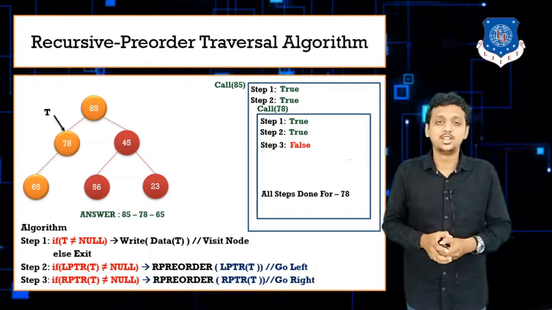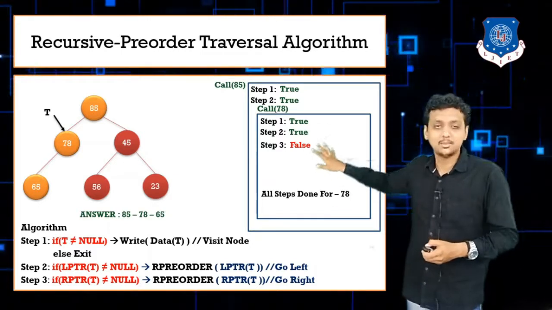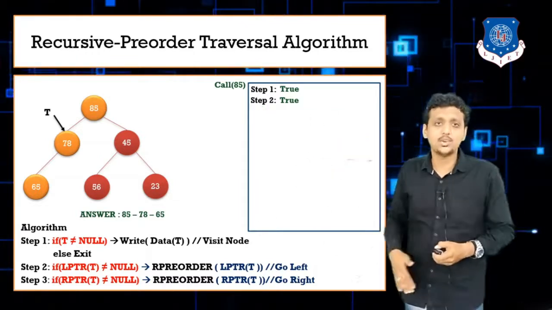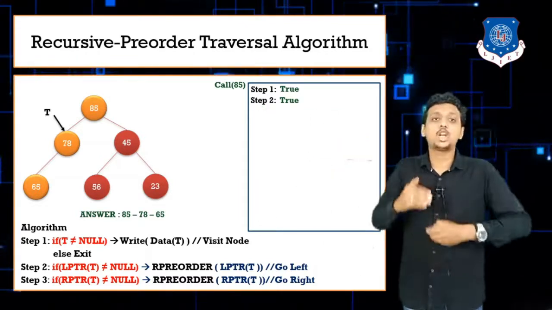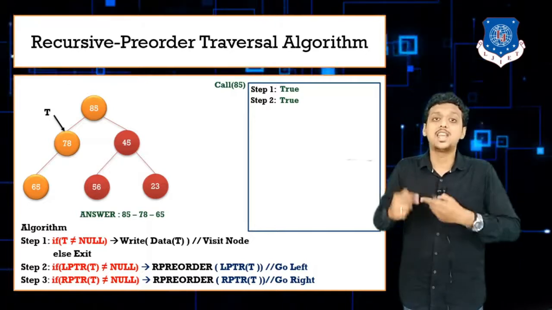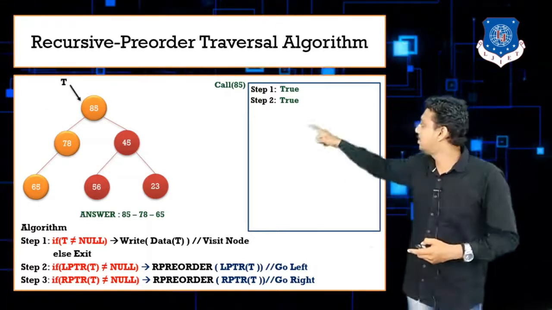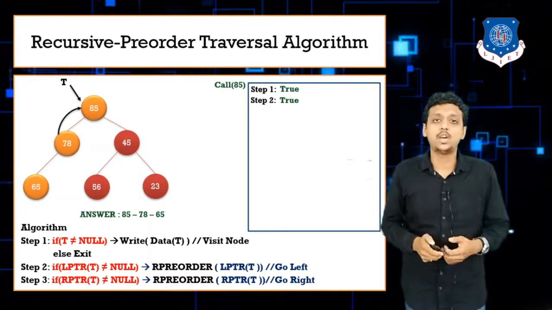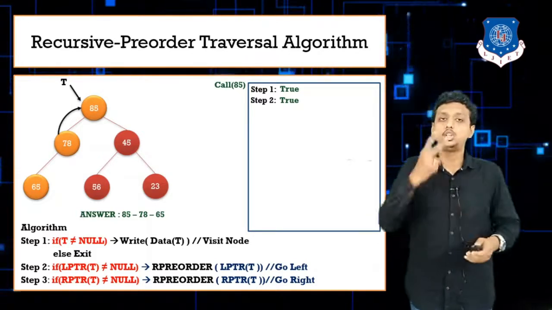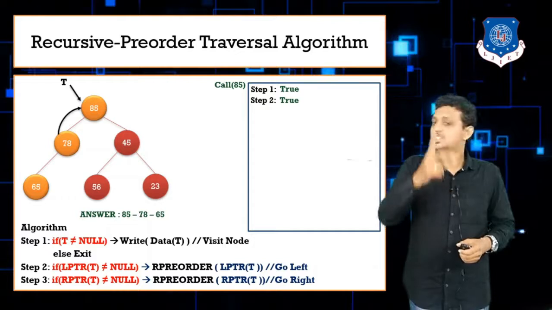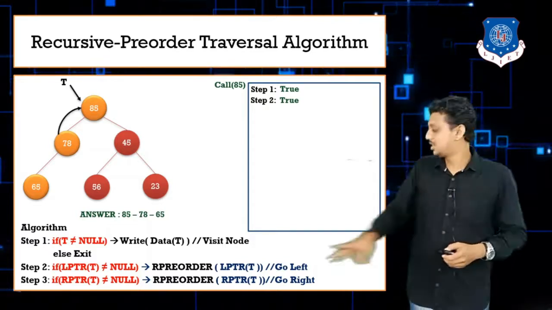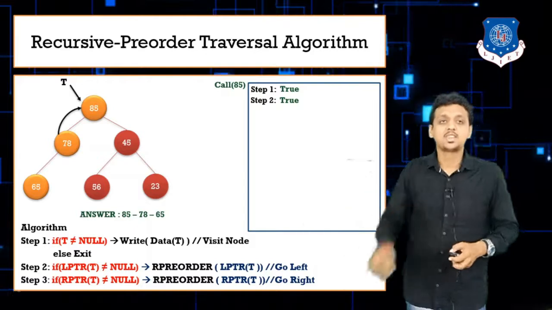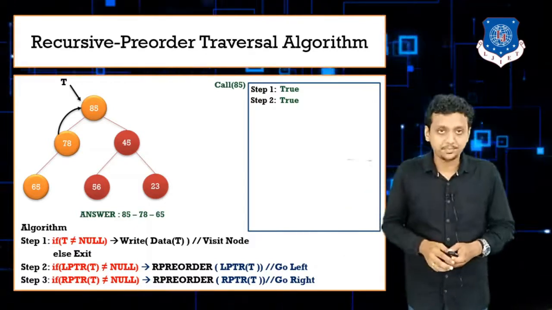Now what to do? This function call is completed for 78. I'm just removing this function call, and the control goes back to 85. So the t pointer gets back to 85, and function calling control gets back to 85. Here we have completed only 2 steps, step number 1 and step number 2. Now let's move towards step number 3. It is written over there: check right pointer of t. Now check right pointer of t.